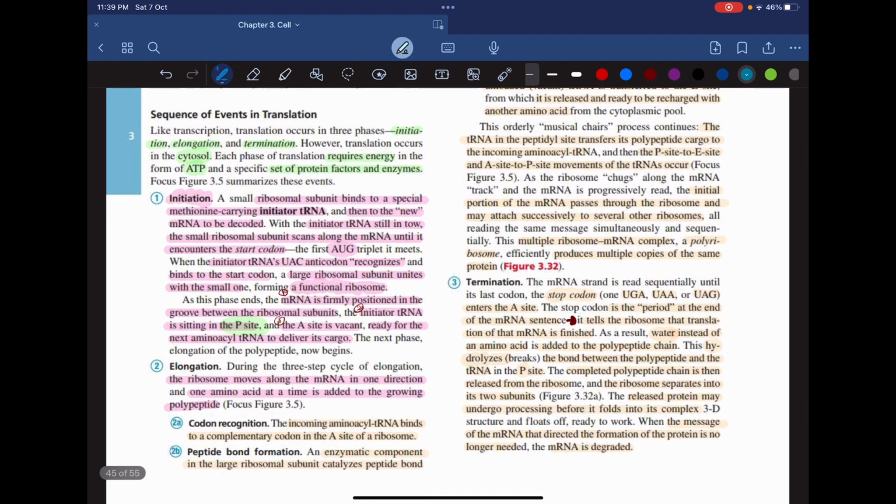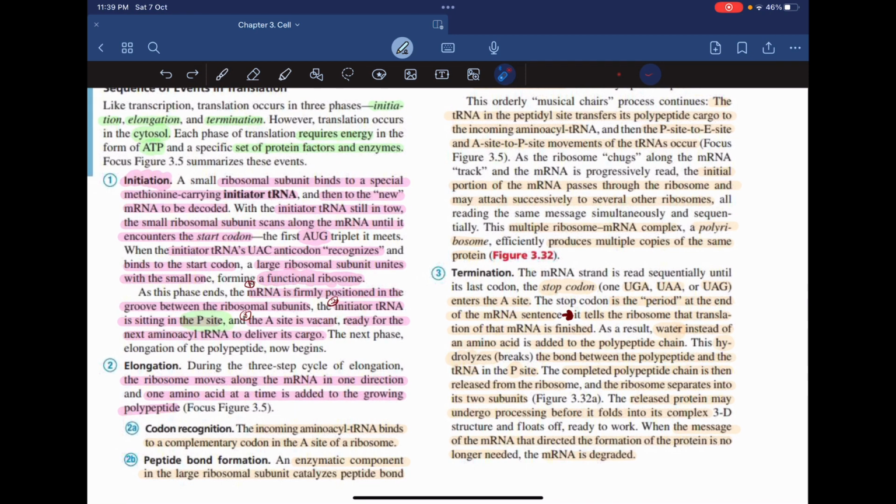So for termination, a stop codon, we mentioned them, which are UAA, UGA, and UAG, enters the A site. The stop codon is the period at the end of the mRNA sentence, which tells you that, okay, let's end this, we finished. It tells the ribosome that translation of the mRNA is finished. As a result, water instead of an amino acid is added to the polypeptide chain. This happens because it hydrolyzes the bond between the polypeptide and the tRNA in the P site.